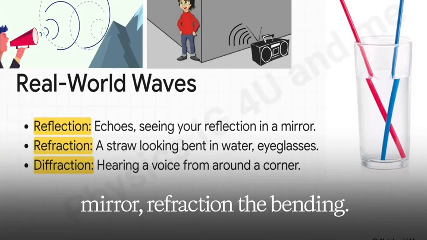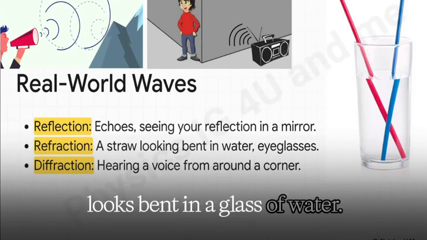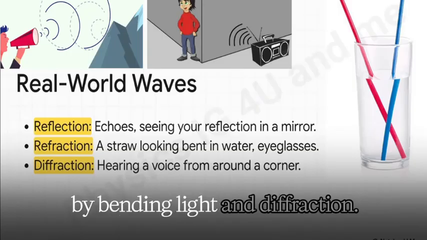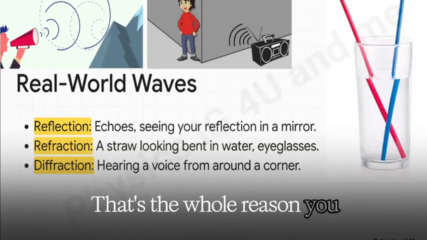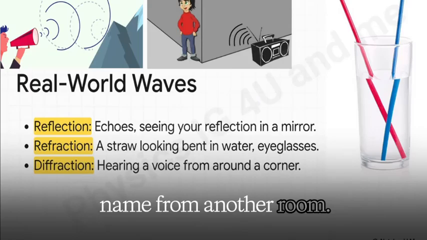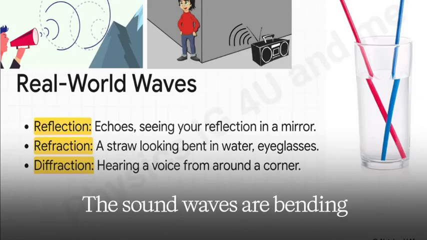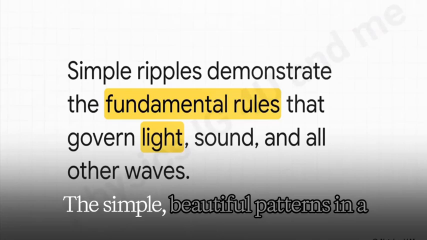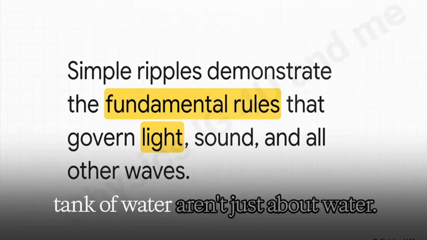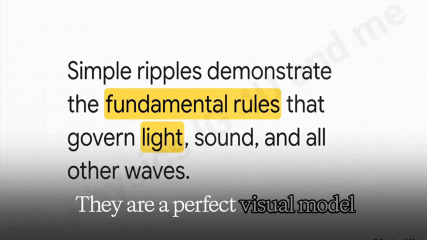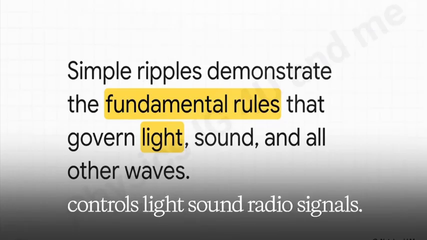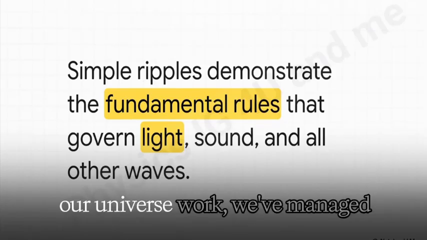Refraction, the bending, that's why a straw always looks bent in a glass of water. It's literally how eyeglasses work, by bending light. And diffraction, that's the whole reason you can hear someone calling your name from another room. The sound waves are bending around the doorway to reach you. And that is the big takeaway here. The simple, beautiful patterns in a tank of water aren't just about water. They are a perfect visual model for the hidden physics that controls light, sound, radio signals, pretty much every wave that makes our universe work.